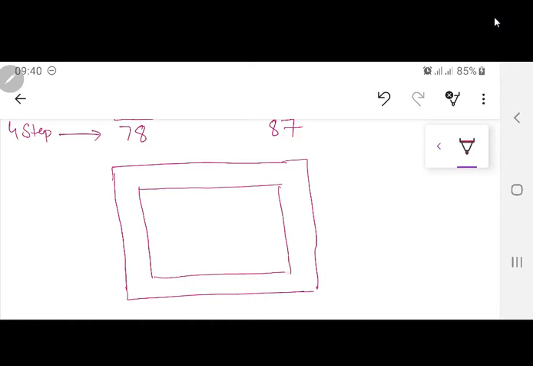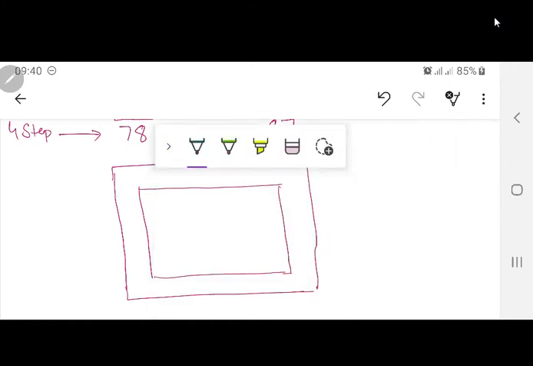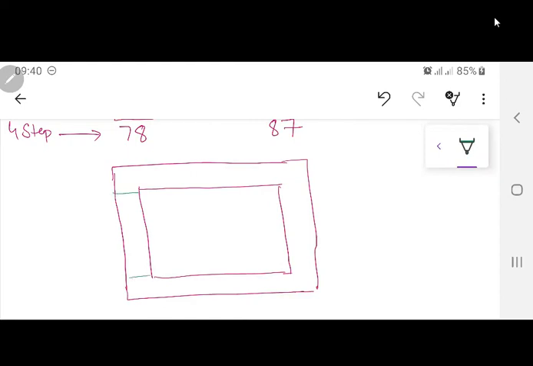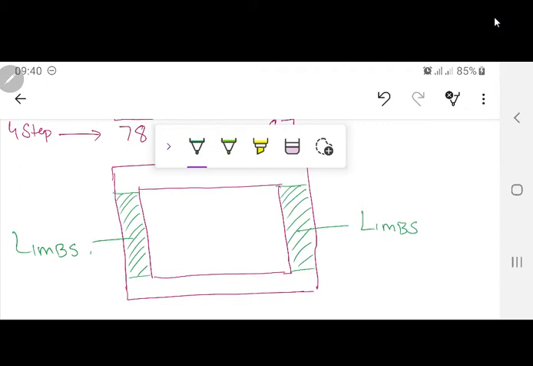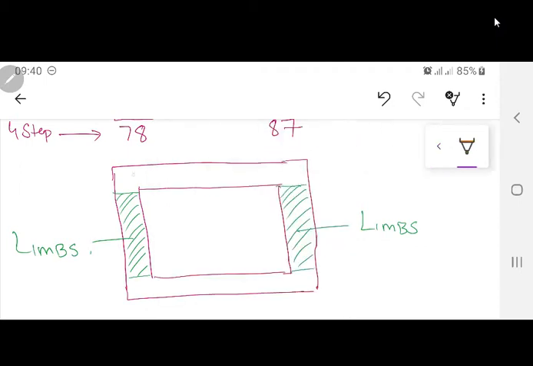Now, this portion, let me use another color on this one. This portion over here, which is shaded, on which the windings are actually going to be made, these are called the limbs of the transformer, on which the windings are going to be placed. This portion from here to here is going to be called the yoke of your transformer.